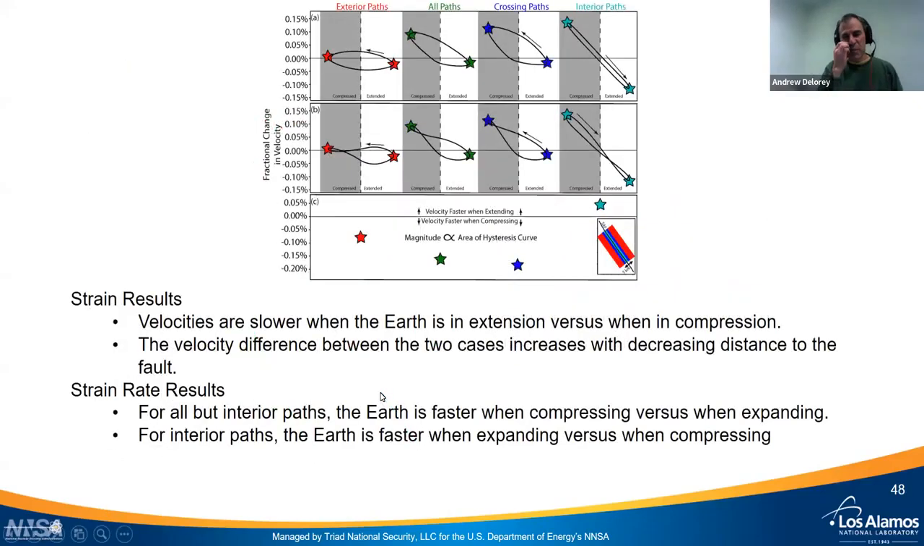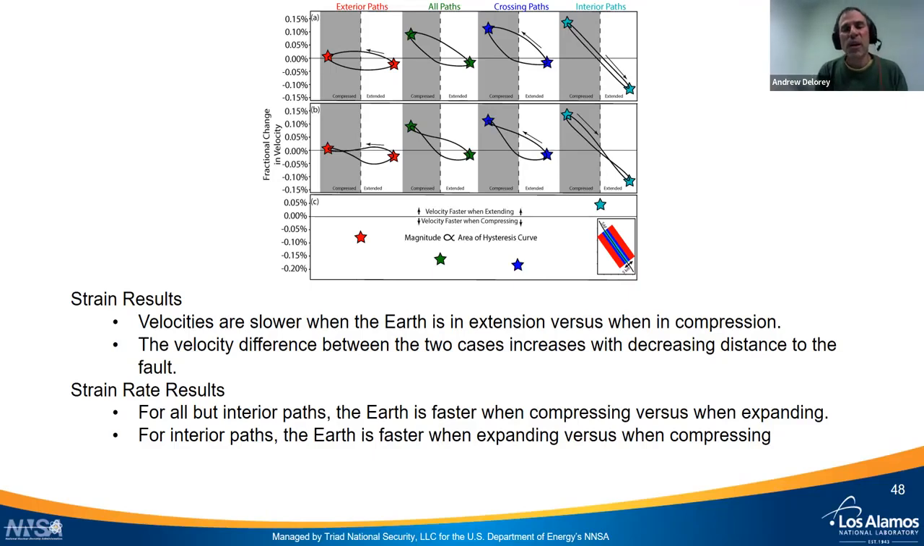And this is what the different behavior looks like. In general, we see that velocities are slower when the Earth is in extension versus when the Earth is in compression. The velocity difference between the 2 cases increases with decreasing distance to the fault. For all but interior paths, the Earth is faster when compressing versus when expanding. For the interior paths, the Earth is faster when expanding versus when it's compressing.